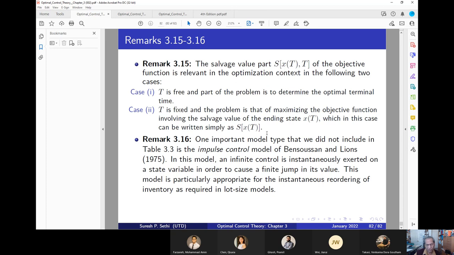And then there's impulse control that we don't want to worry about right now. We will have some examples of that in chapter 7.